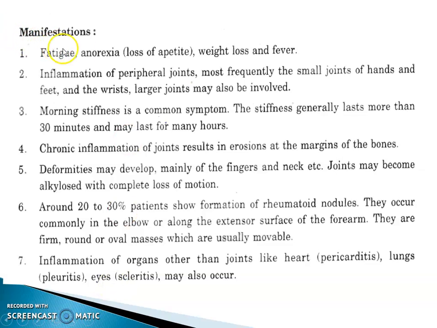Signs and symptoms or manifestation. First, it shows fatigue, anorexia, that is loss of appetite, weight loss and fever, inflammation of peripheral joints. Most frequently, the small joints of the hands and feet and wrist are involved; larger joints may also be involved. Morning stiffness is a common symptom. The stiffness generally lasts for more than 30 minutes and may last for many hours. It shows chronic inflammation of joints.